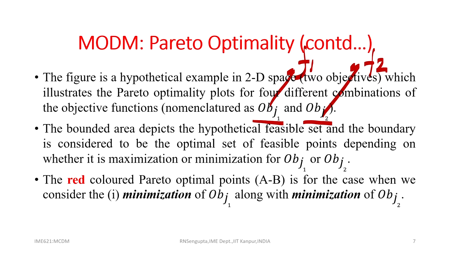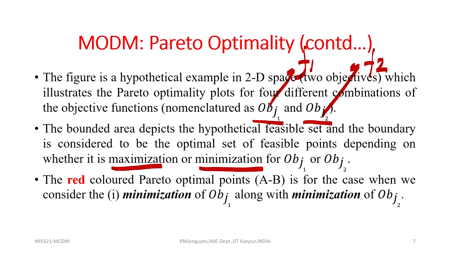Now, the bounded area which we will see would basically depict the hypothetical feasible set, and the boundary would be considered to be the optimum set of feasible points, depending on whether it is a maximization or a minimization of that objective function which you are considering. Now, here it is important, if you remember, for the other examples when we were considering X1 star, X2 star, X3 star using different colors, and the values of the objective functions capital F1, F2, F3, I was always mentioning that you are trying to maximize. Hence, 2 being less than 3 would mean that the objective function value is better to have 3 than 2. So, we are always trying to maximize, but it can be the other way around also.